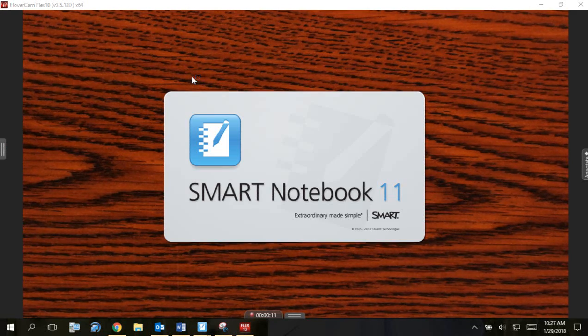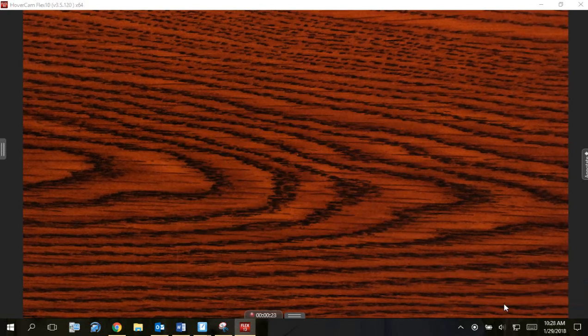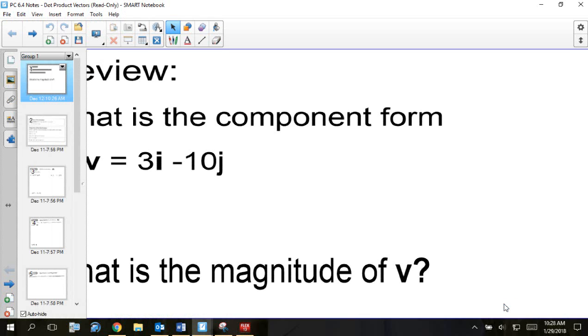So today we're going to multiply vectors. We haven't done multiplying vectors yet. We multiplied by a scalar, but we haven't actually multiplied vectors yet. In order to multiply vectors, you have to remember the formula for it.